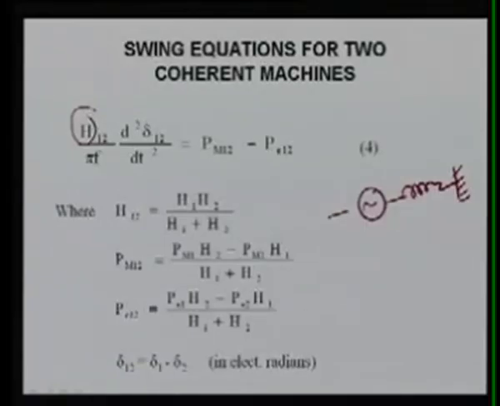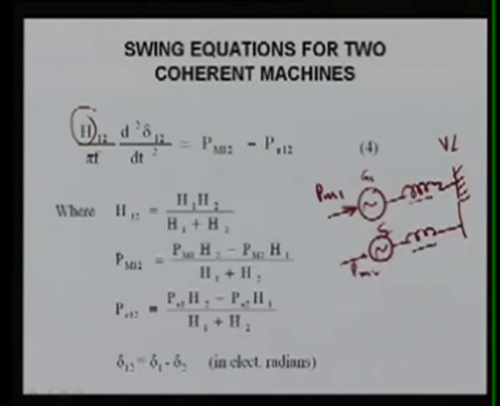Here it is your Pm1, another machine here is your Pm2, and this is a synchronous machine. So if we have two coherent machines, machine 1, I can say G1, here it is G2, connected by their equivalent internal impedance, and this is your infinite bus, meaning that the voltage and angle are constant.